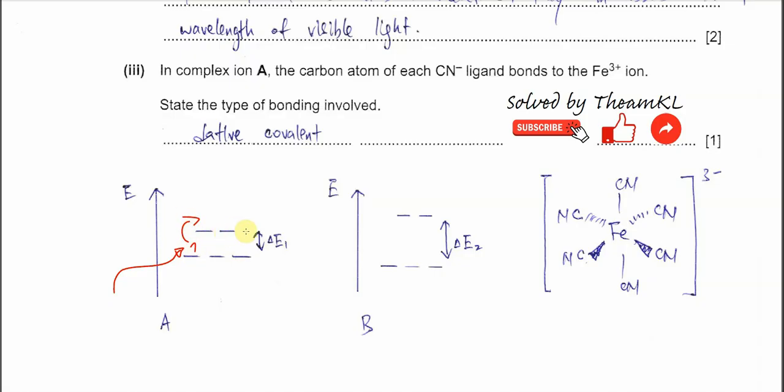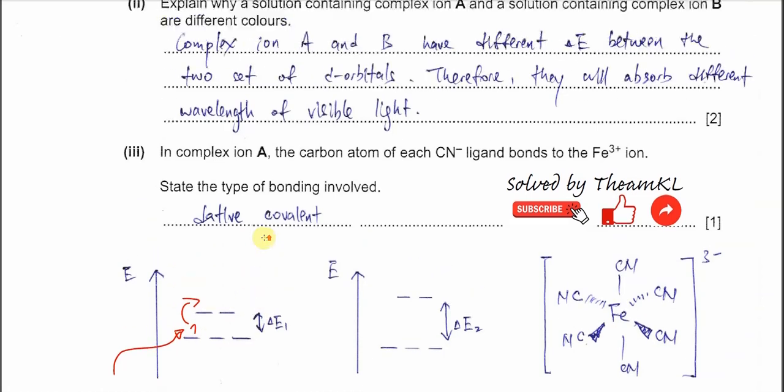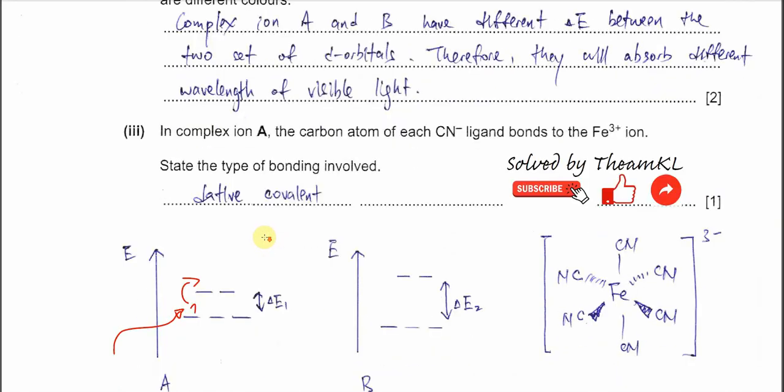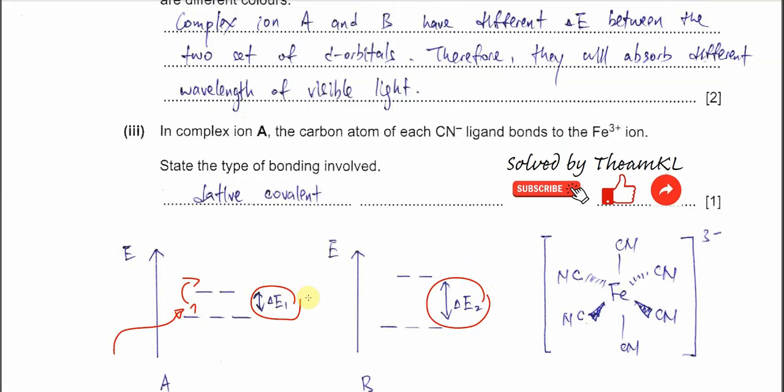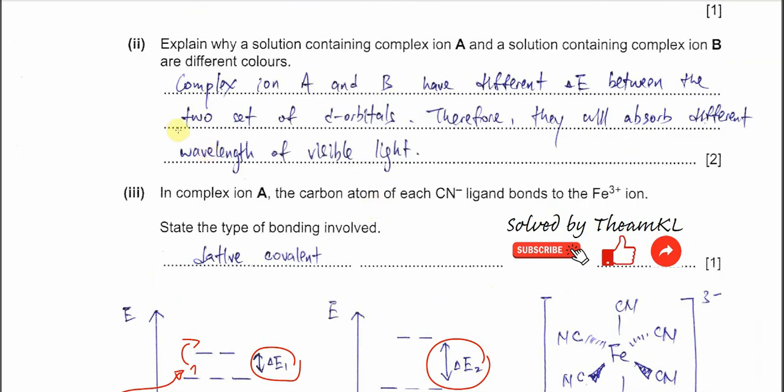So different delta E means it will absorb different visible light. When different visible light is absorbed, then we see a different, complementary color. What you need to focus on is first mentioning that because of different complex ions, the delta E is different. Different delta E, absorb different visible light wavelength.